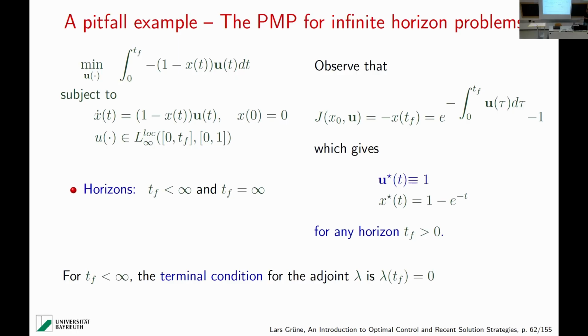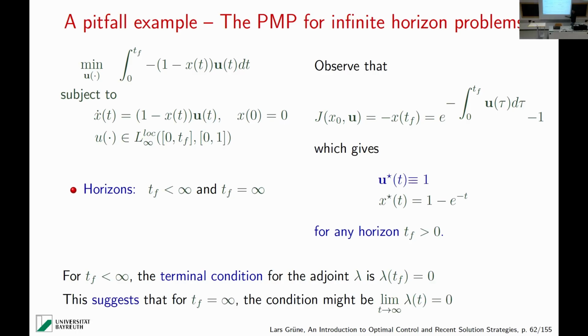We have no terminal constraint, neither explicit nor implicit, which means that the terminal condition for the adjoint is just 0, right? This is what we had in the Euler-Lagrange equation and also in the minimum principle, and this is true if Tf is finite. And now the conjecture would be, okay, if that's the terminal condition for the adjoint, then the terminal condition for Tf equal to infinity, so an infinite horizon, should maybe be something like that, right? That would be the natural guess. So if you asked me how this must be modified if we send Tf to infinity, it should probably be that, right?